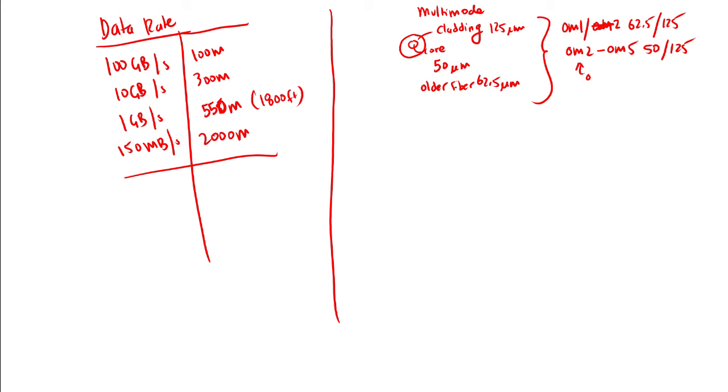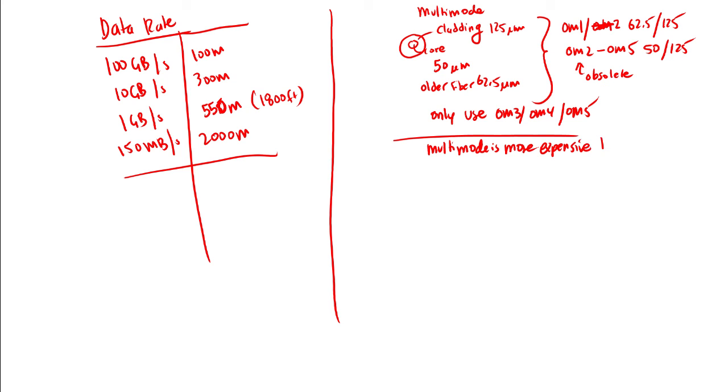Now, this is obsolete. So only use OM3, 4, or 5. And the funny thing is, multimode fiber is more expensive than single mode, but the connectors are cheaper. And so are the SFPs. So overall, multimode is cheaper.